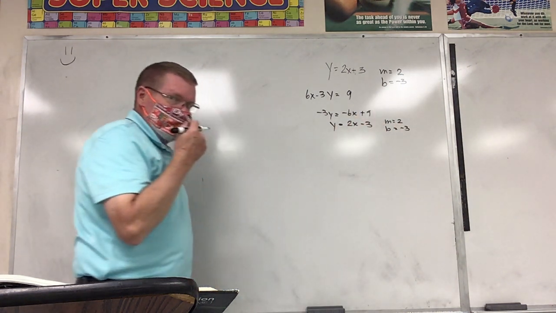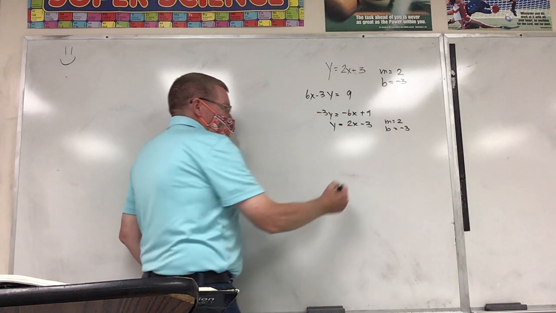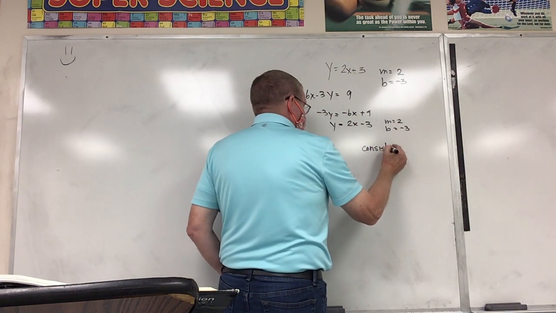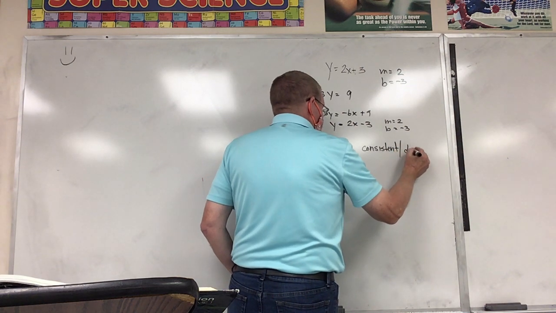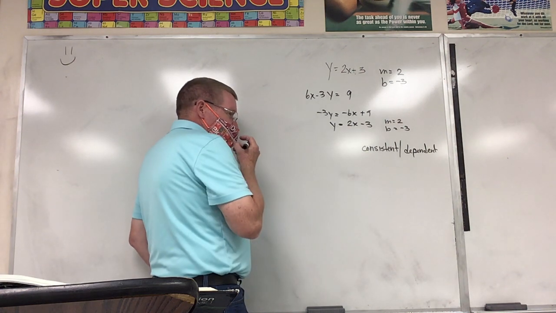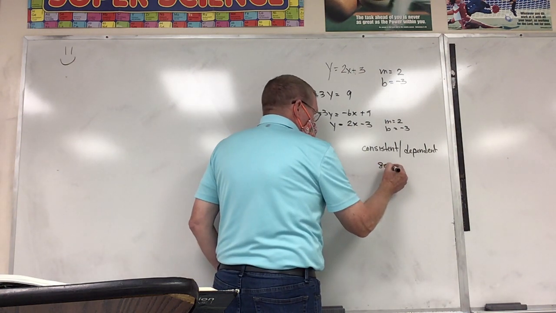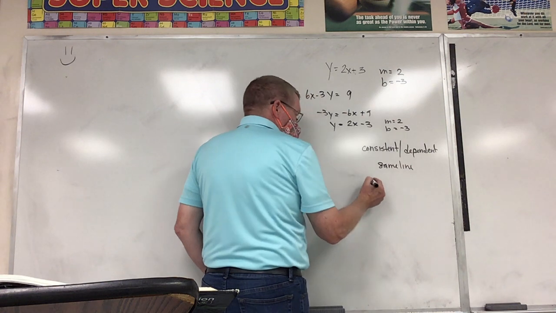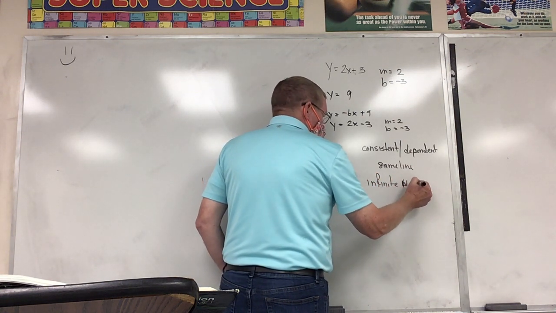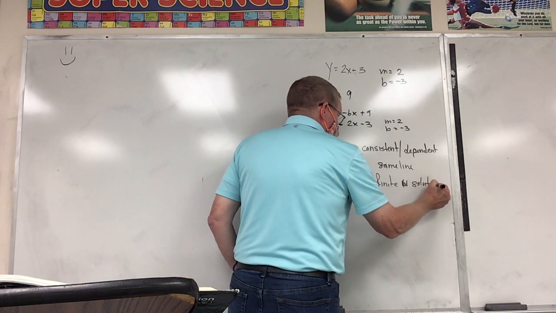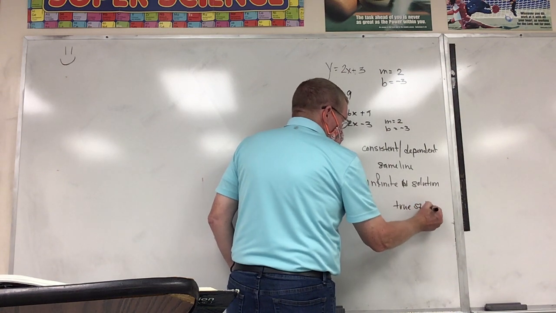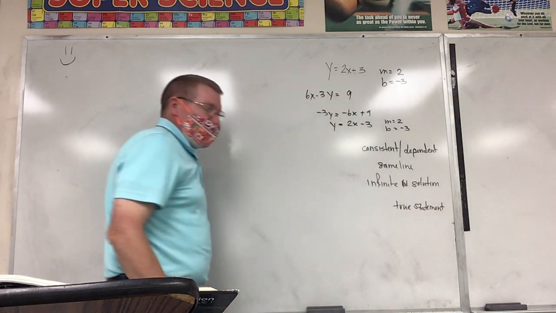Slopes are the same, y-intercepts are the same, so therefore I have a consistent dependent system of equations. What does that mean? Same line, infinite number of solutions, and I would see a true statement if I was solving. A true statement.